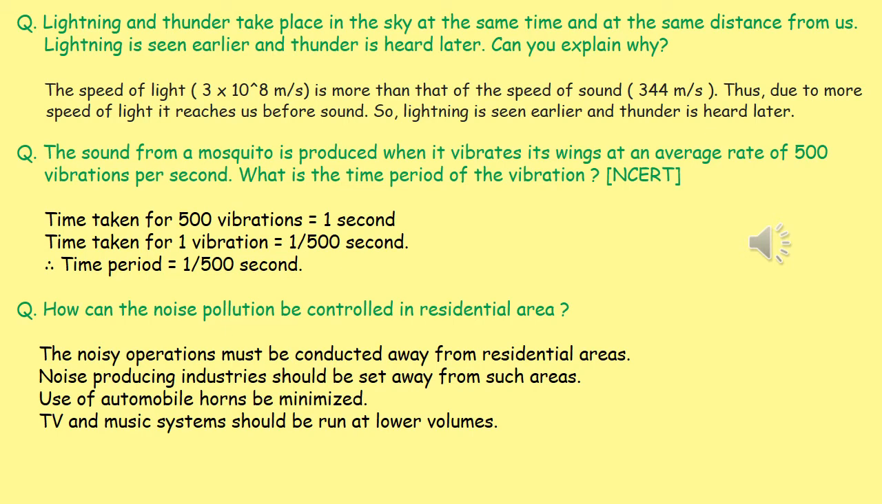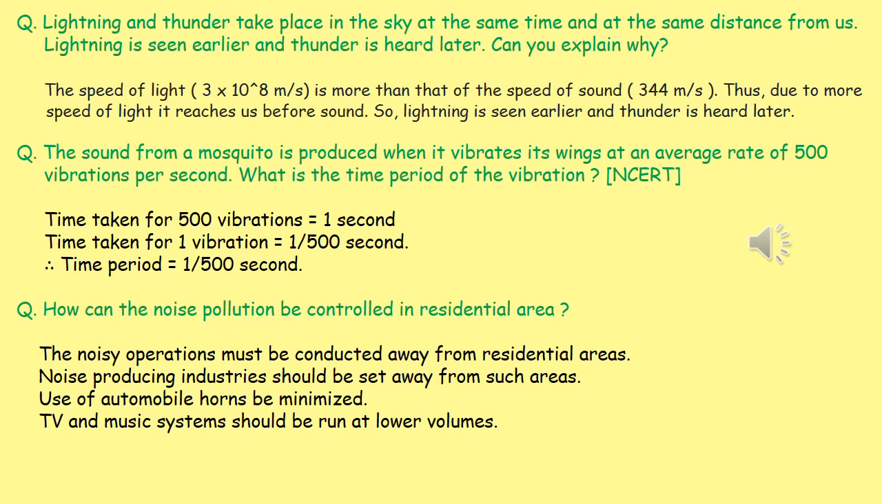Lightning and thunder take place in the sky at the same time and at the same distance from us. Lightning is seen earlier and thunder is heard later. Can you explain why? The speed of light is much more than the speed of sound. The speed of light is 3 × 10^8 meters per second and the speed of sound is 344 meters per second. Thus, due to its greater speed, light reaches us before sound. So lightning is seen earlier and thunder is heard later.